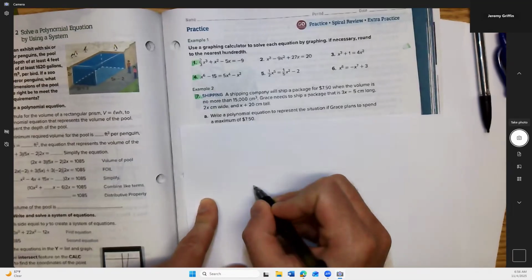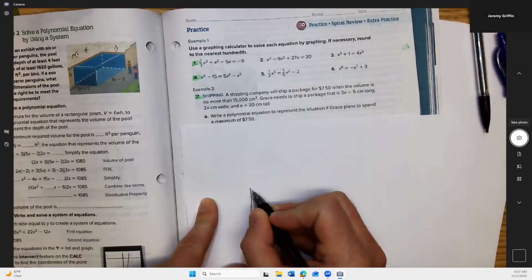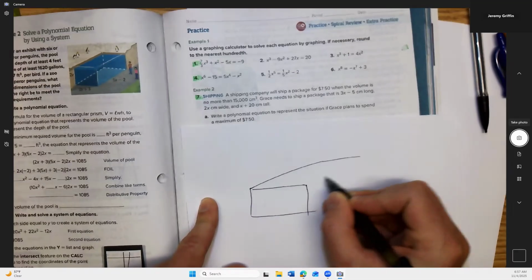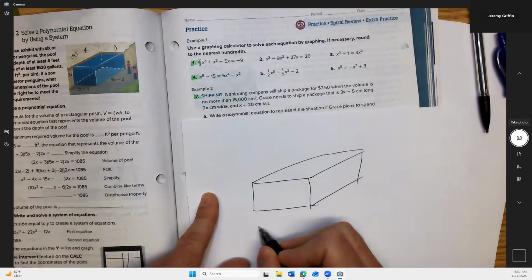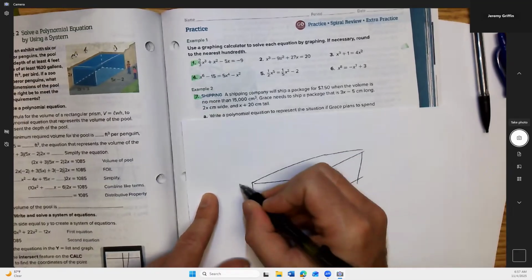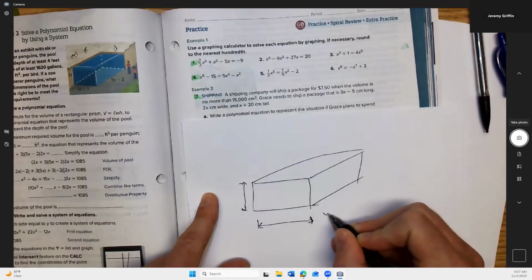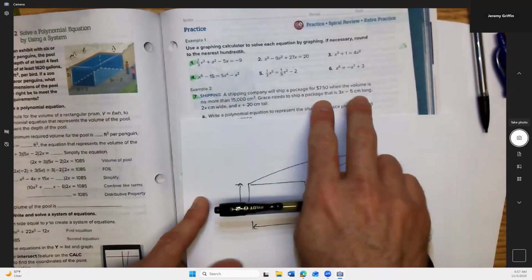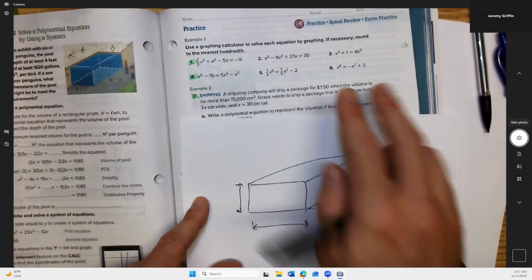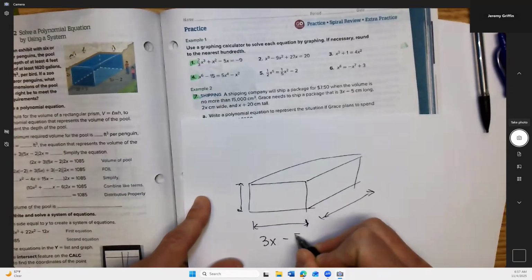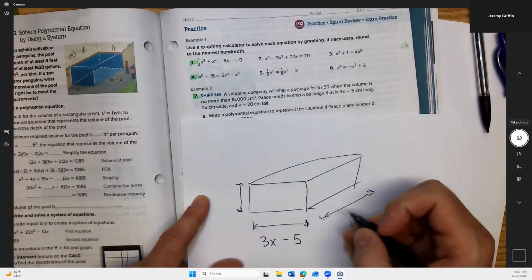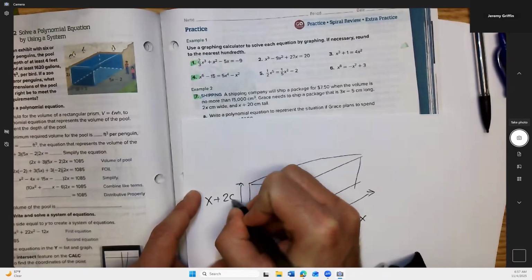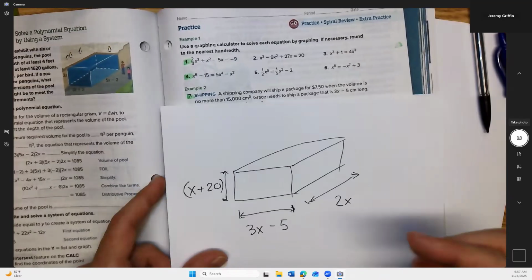Okay. So here I can draw this package out. Let's say it needs to be, okay, draw like a 3D box, and we'll just label all those dimensions. So there's some dimension there, and some dimension there. Let's fix that. 3x minus 5 centimeters long, and 2x centimeters wide, and x plus 20 centimeters tall. Okay, so you just pick each dimension and write one of those.